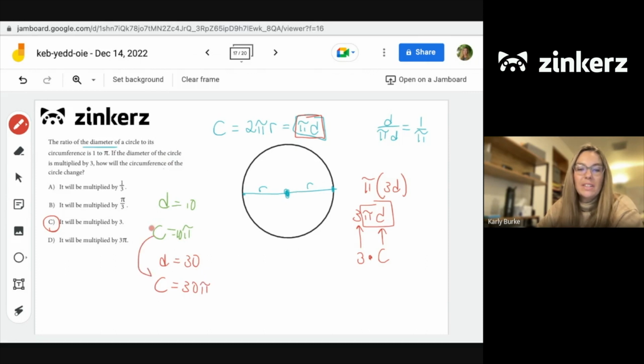Now all you have to do is say, well, how am I getting from the first circle to the new circle? And all you're doing is multiplying it by 3. So the answer is still C. Either way, it's fine. So whatever works for you is going to be the best way to do this.